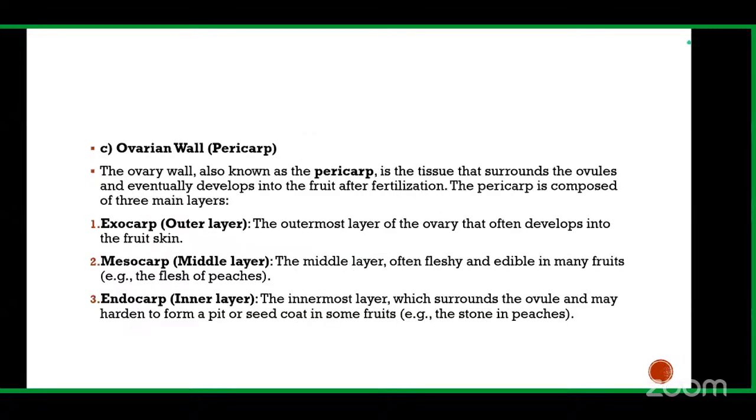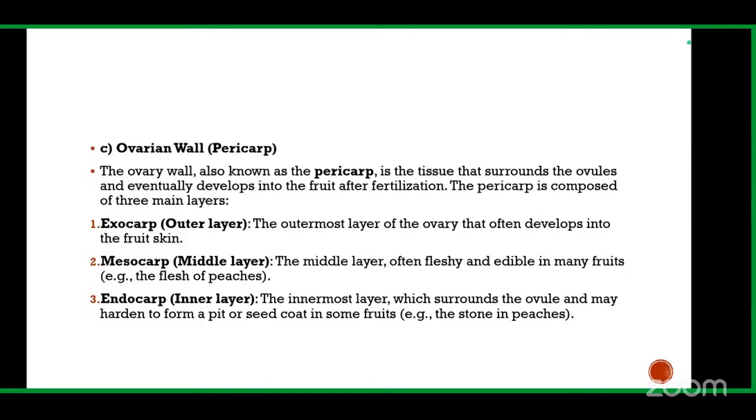Now the ovarian wall, the pericarp. The ovary wall is known as the pericarp. It is the tissue that surrounds the ovules and eventually develops into the fruit after fertilization. The pericarp is composed of three main layers: exocarp, mesocarp, and endocarp. The exocarp is the outer layer of the ovary, and it often develops into the fruit skin.